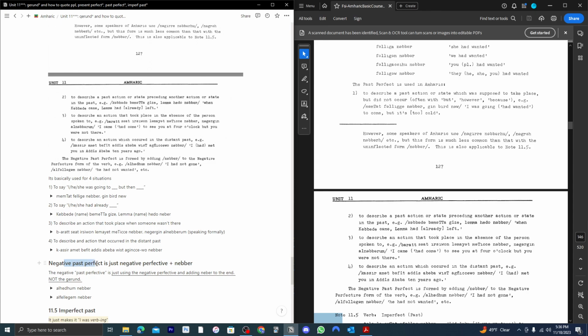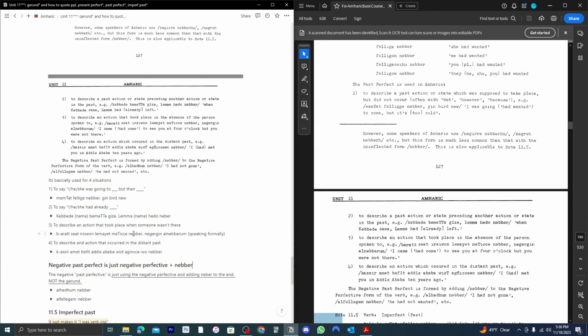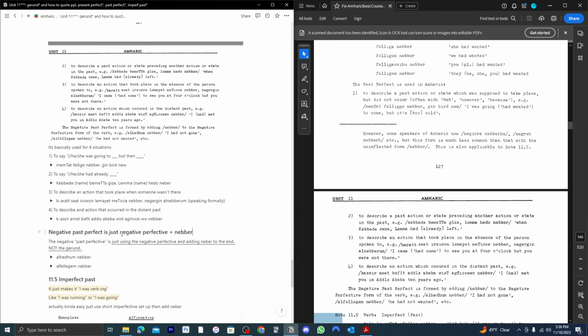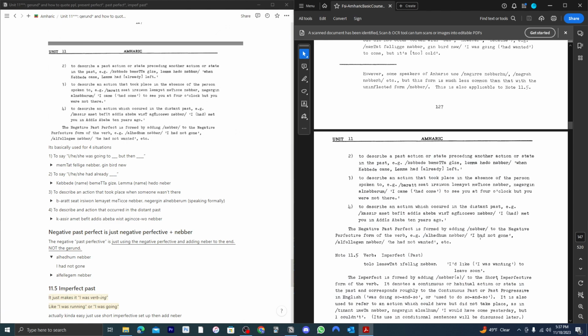To make it negative past perfective, super weird. Maybe negative past perfect is what I meant to say, but kind of a spoiler for our head. You don't do anything with the gerund. You use the negative perfective and then add neber. So like al hedum is like I did not go, and then neber. So I had not gone. Al fellegem neber. He had not wanted. So this is the perfective. It's not actually the gerund.